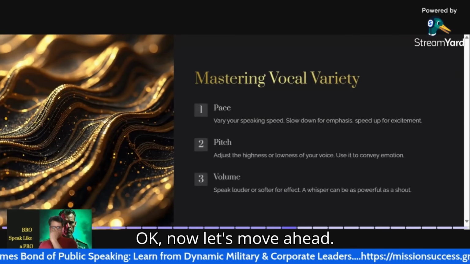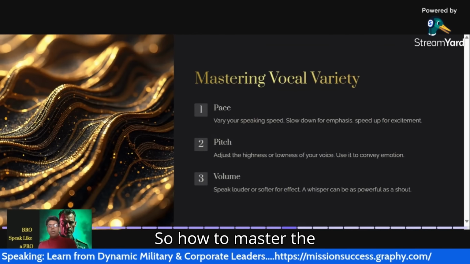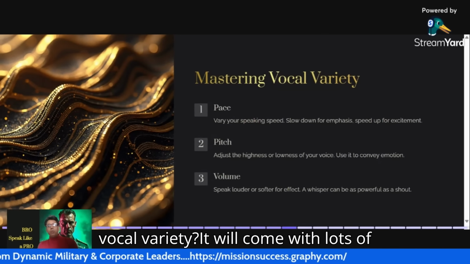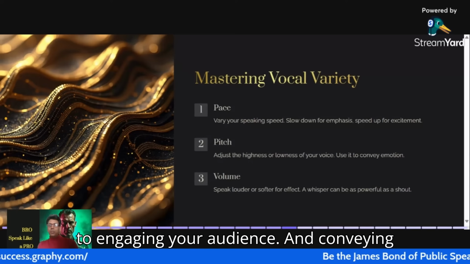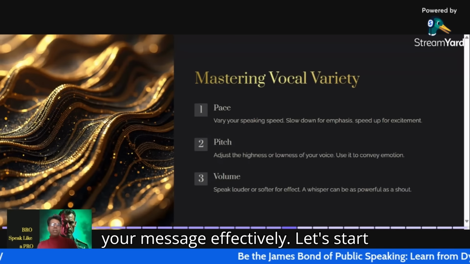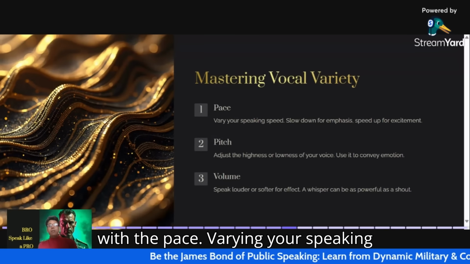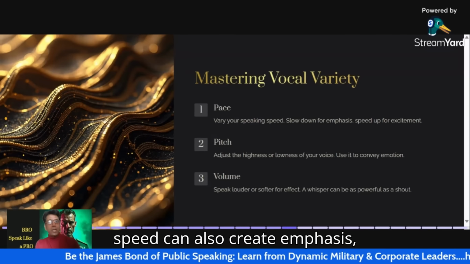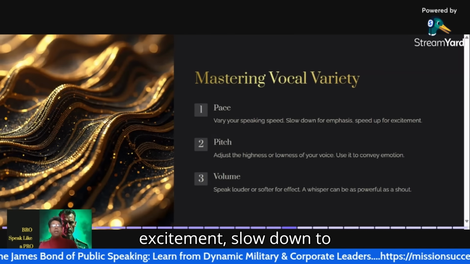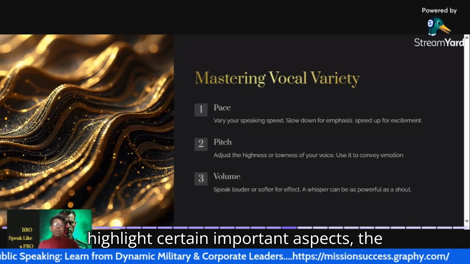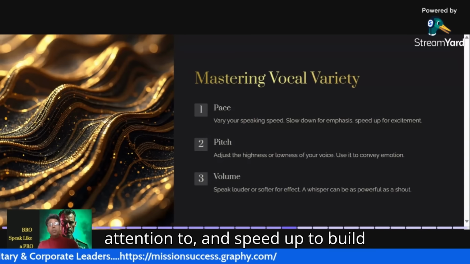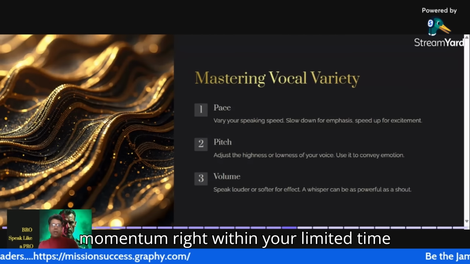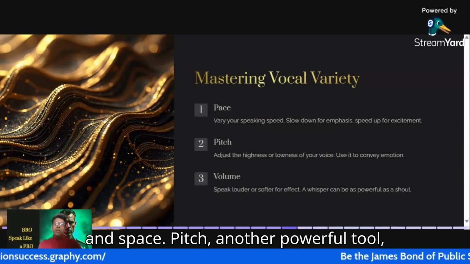Okay, now let's move ahead. So how to master vocal variety? It will come with lots of practice. Vocal variety is key to engaging your audience and conveying your message effectively. Let's start with the pace. Varying your speaking speed can create emphasis and excitement. Slow down to highlight certain important aspects, the things you want your audience to pay attention to, and speed up to build momentum, right, within your limited time and space.